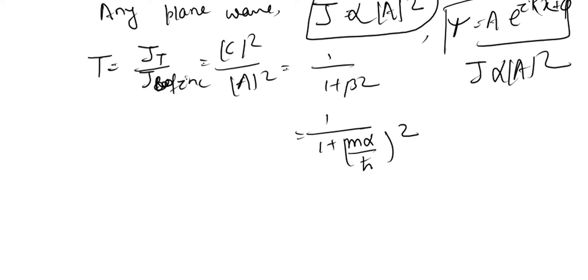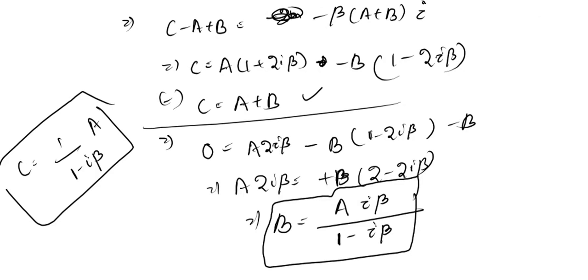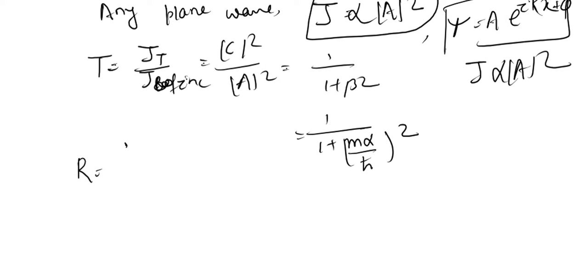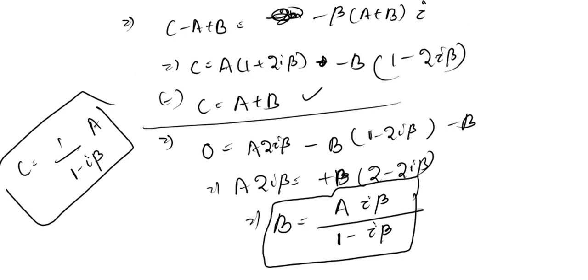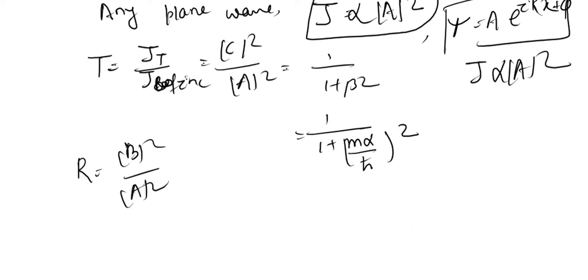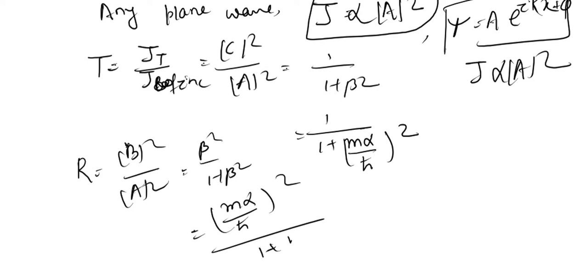Similarly, from the transmission coefficient we can get the reflection: mod b square upon mod a square. From this equation, mod b by mod a is nothing but beta square by (1 plus beta square). So beta square by (1 plus beta square) is nothing but mα/ħ² by (1 plus mα/ħ²).